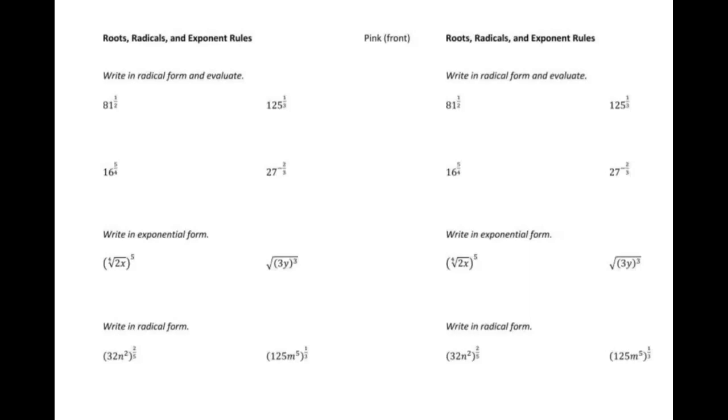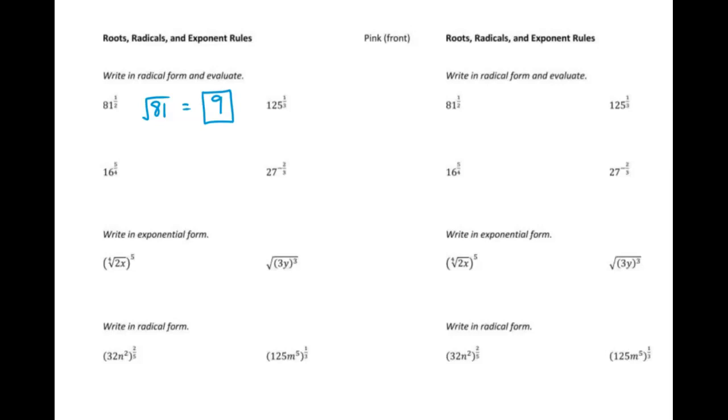Write in radical form and evaluate. So radical form is basically a root instead of a power. I'm going to do, well, 81 to the 1/2 is kind of a simple one, because 1/2 is just square root. And it's just 9.